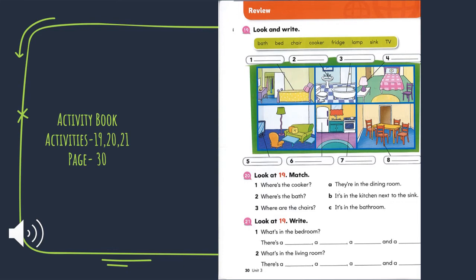After that, in activity 20, you have to look at 19 and match. Match the questions with the correct answers. In activity 21, you have to write down the furniture names of a bedroom and a living room. Now, look at the pictures, write down the names and do the activities.